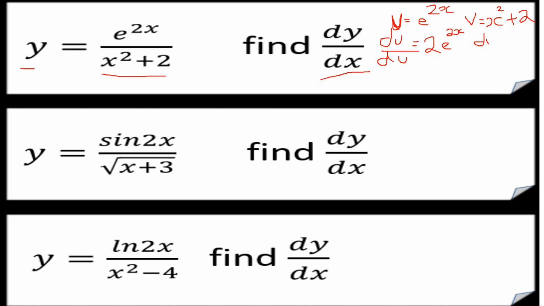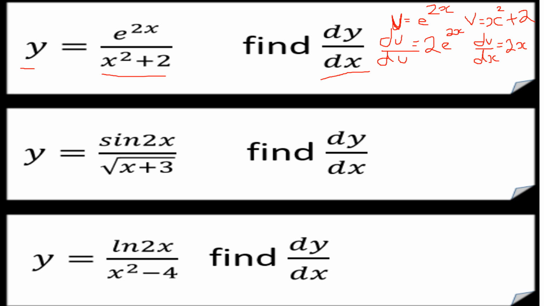For dv by dx, differentiating x squared, the power comes down as a multiplier, so 2 goes here, and then the power reduces by 1, which is just x to the 1, which is just x. Then differentiating the number 2, a constant, just goes to 0. So plus 2 goes to 0 when you differentiate it.